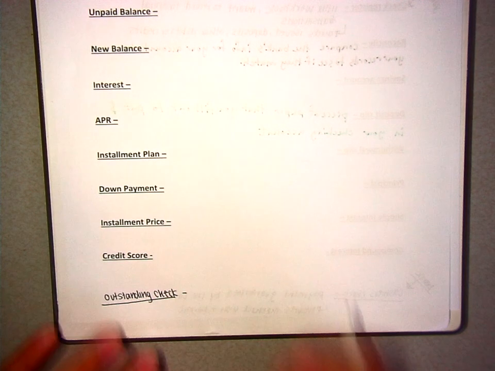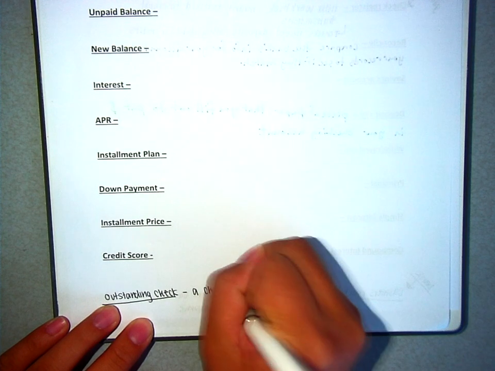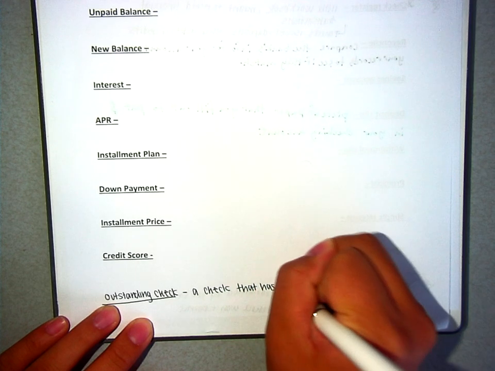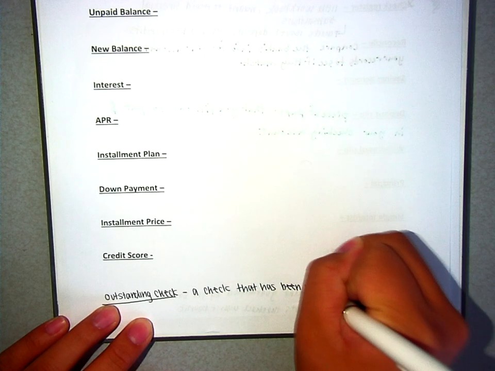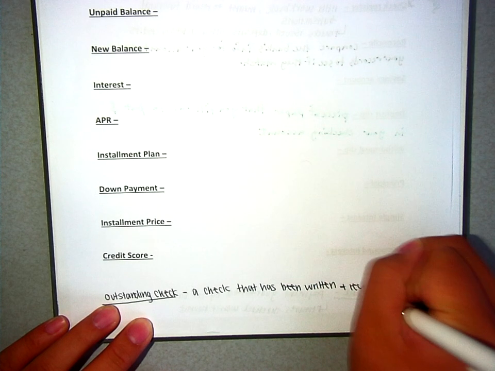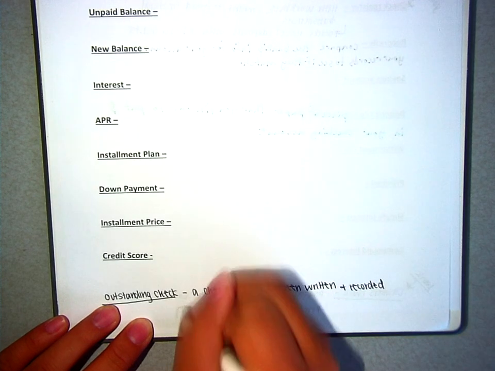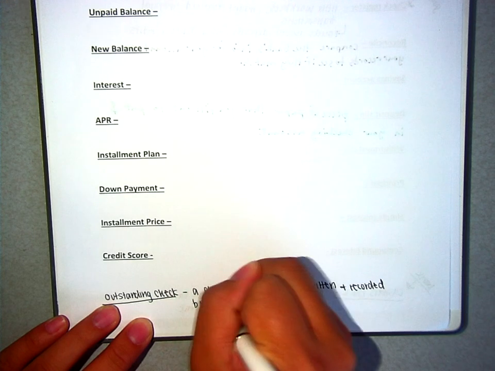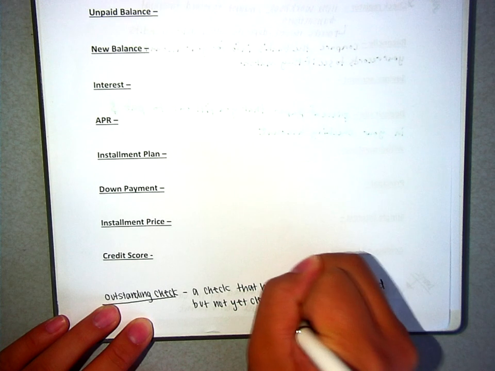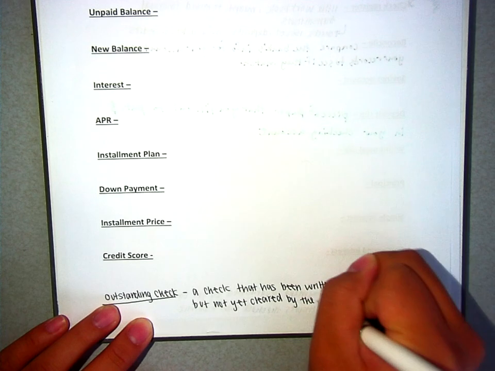Okay, an outstanding check is a check that has been written and recorded but not yet cleared by the recipient's bank.